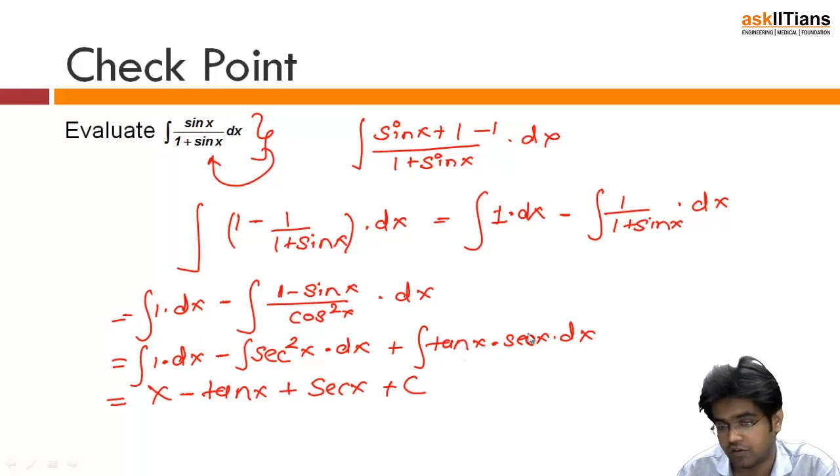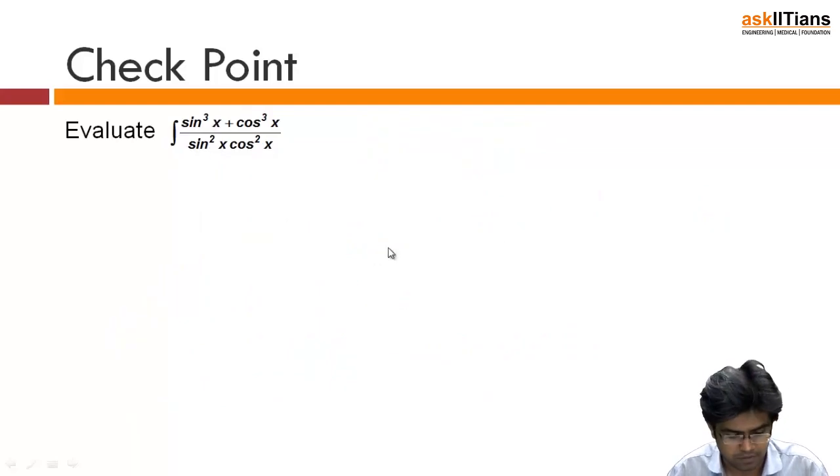Because I know the integral of tan x dot sec x, and I know the integral of sec square x, but I didn't know the integral of any of these things. So the more you practice, the more you will understand how I am going to make the correct forms. Let's see one more question.